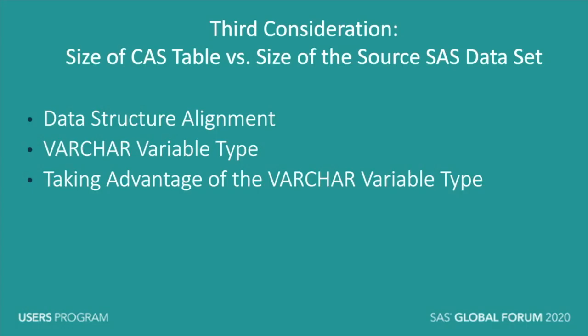Our last consideration is going to be the size of the CAS table versus the size of your source data set. Something that you'll notice when a SAS data set is loaded into CAS is that the size of the CAS table is going to likely be larger than your original SAS data set. Although CAS is designed to run large-scale analytics on big data, you still have a finite amount of memory available on each worker. So to maximize efficiency, you're going to want to reduce the size of your CAS table and use the least amount of memory as possible. This section discusses why your CAS table can be larger than the original data set, and also how you can reduce the size of the table using the new VARCHAR variable type.